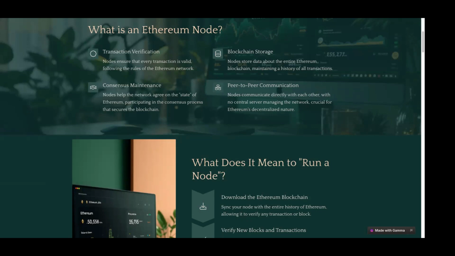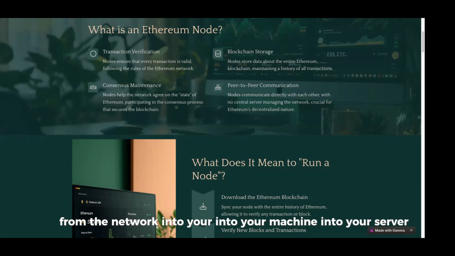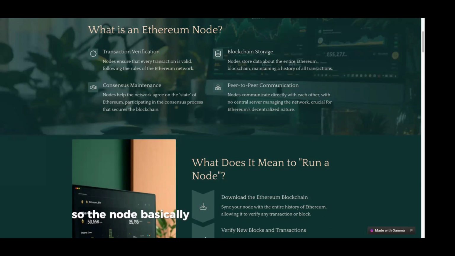So it also stores a copy of the blockchain. If you're running a node, it simply means you have a copy of the blockchain running in your own system. So you're downloading that copy from the network into your machine, into your server. So the node basically stores data about the Ethereum blockchain. So it maintains the history of all transactions.